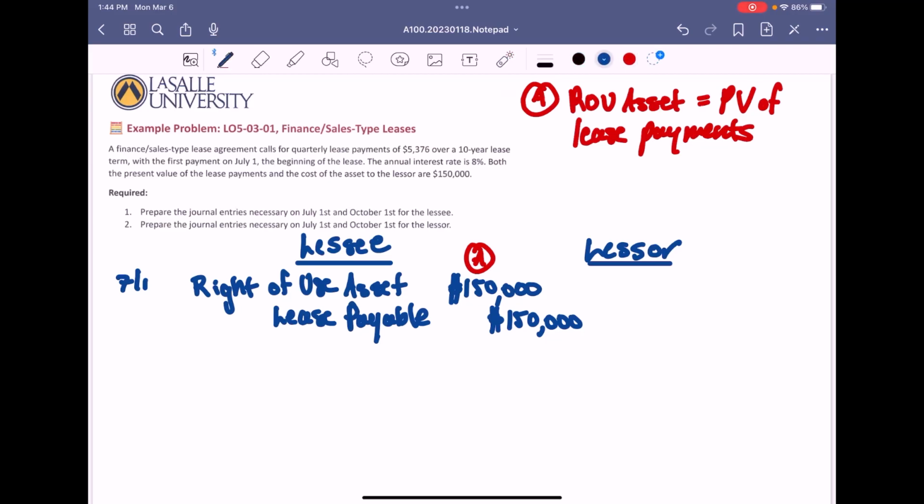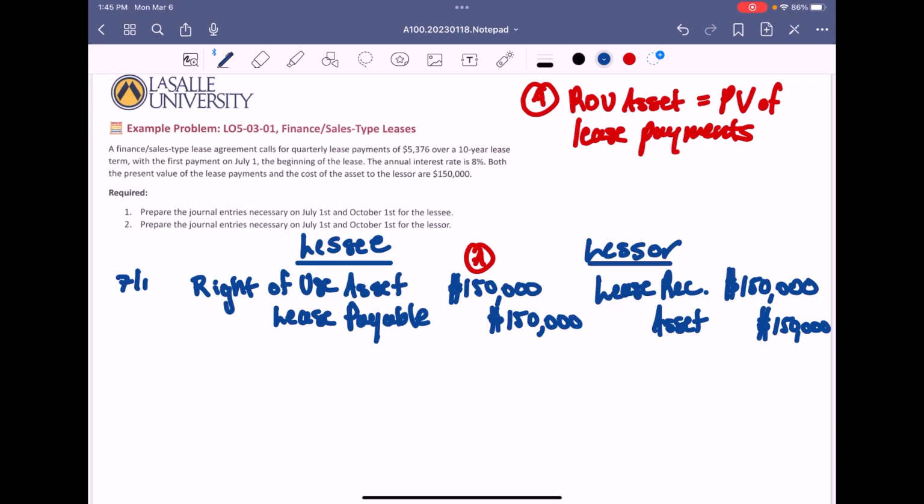On the lessor side, we're going to record a lease receivable, and we're going to credit the asset. Because remember, this is in effect a sale of an asset from the lessor to the lessee that's being structured as a lease. So in substance, it's a sale, and so we're going to record it as a sale rather than a lease. So substance over form here. What else happens on July 1st?